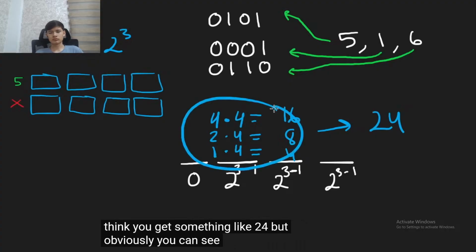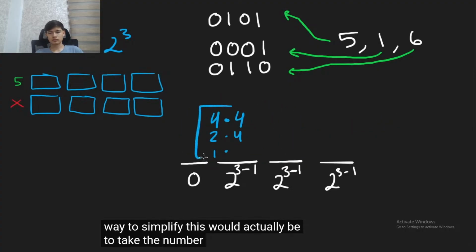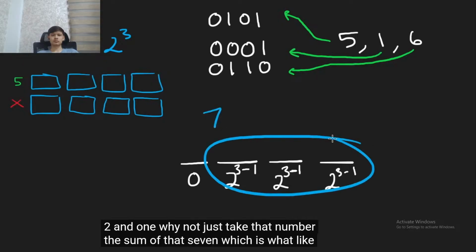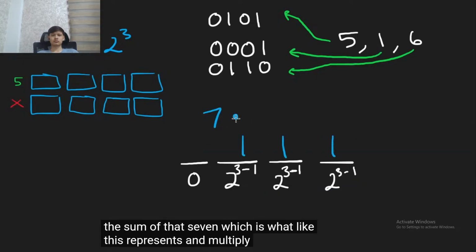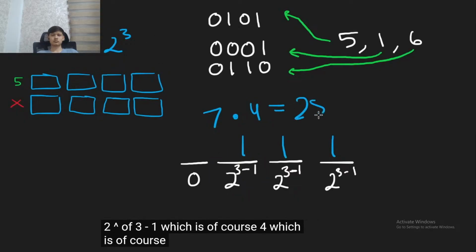But obviously you can see that here, a good way to simplify this would actually be to take the number itself. Like we have 4, 2, and 1. Why not just take that number, the sum of that, 7, which is what this represents, and multiply that by 2 to the power of 3 minus 1, which is of course 4, which is of course 28.